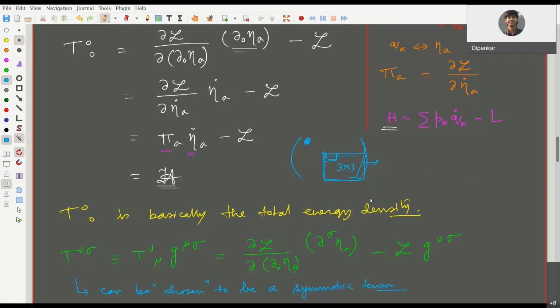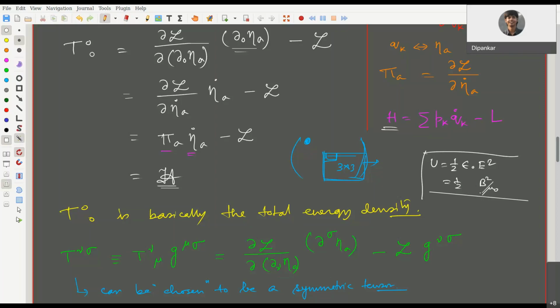It is not your usual kinetic and potential energy. If you calculate, for example, in electrodynamics, you know what is the field energy density? Have you ever seen expressions like this? Half epsilon 0 E square. Yes, this is the field energy density for the electric field, and for the magnetic field we have a similar expression, half mu 0 B square, or B square by mu 0 perhaps. I forgot which.